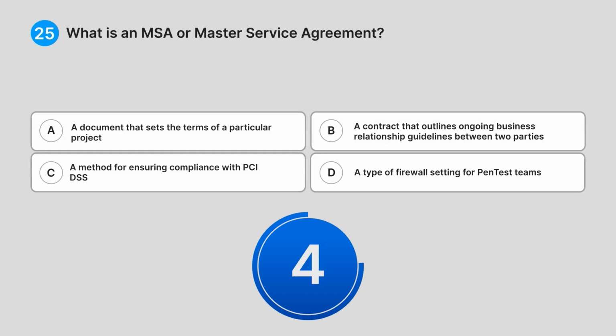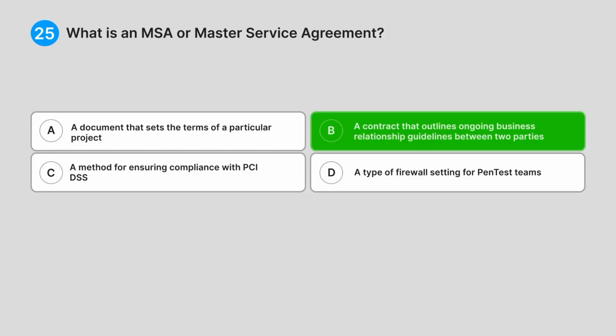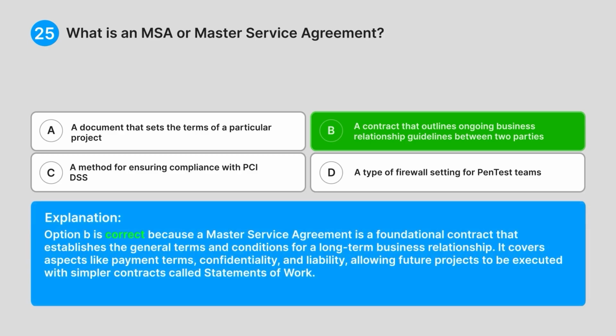Can you guess the answer? Correct answer. B. A contract that outlines ongoing business relationship guidelines between two parties. Explanation. Option B is correct because a master service agreement is a foundational contract that establishes the general terms and conditions for a long-term business relationship. It covers aspects like payment terms, confidentiality, and liability, allowing future projects to be executed with simpler contracts called statements of work.